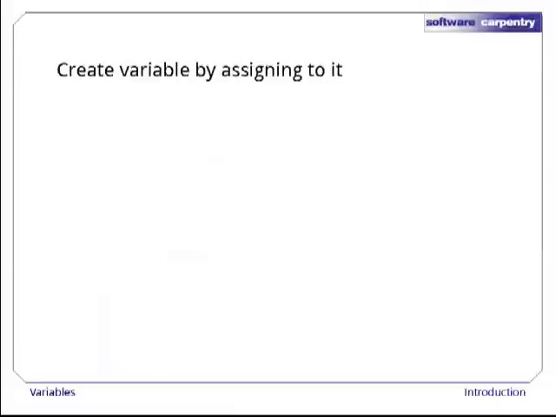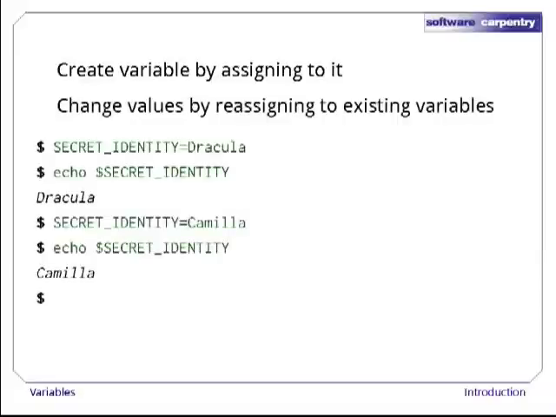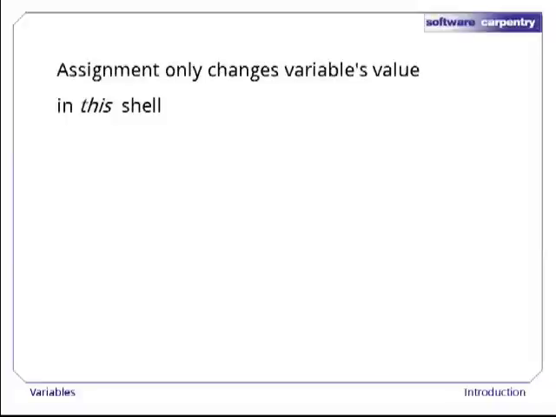Creating a variable is easy. Just assign a value to a name using equals. Changing a value is equally easy. Just assign a new one. Here, we set our secret identity to be Dracula, check it, change it to Camila, and check again. It's important to note, though, that assignment only changes a variable's value in the current shell, not in any other shells that are currently running, or in any shells that are started later.